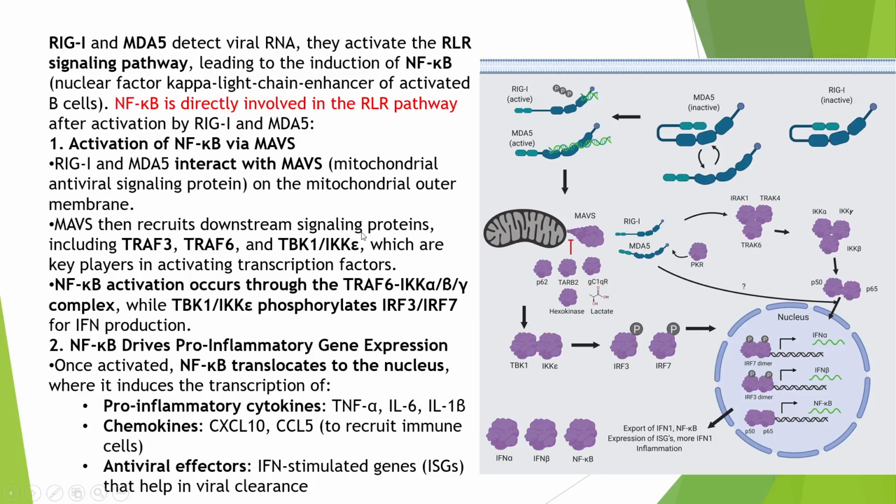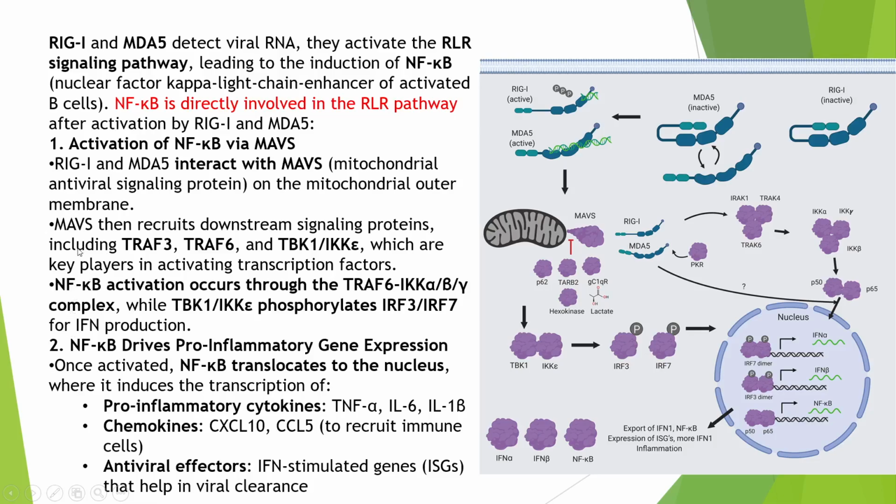Then MAVS recruit downstream signaling proteins TRAF3, TRAF6, TBK1, that is IKK alpha, epsilon, which are the major players in activating the transcription factors. So you have downstream many other proteins that are involved. You have your IRAK, TRAF4, TRAF6, you have your TRAFs, then IKK alpha, IKK gamma, IKK beta, P50, P65, everything. Then all these translocate to the nucleus and help in activation of transcription of your interferons, alpha, beta, and also your NF kappa B.